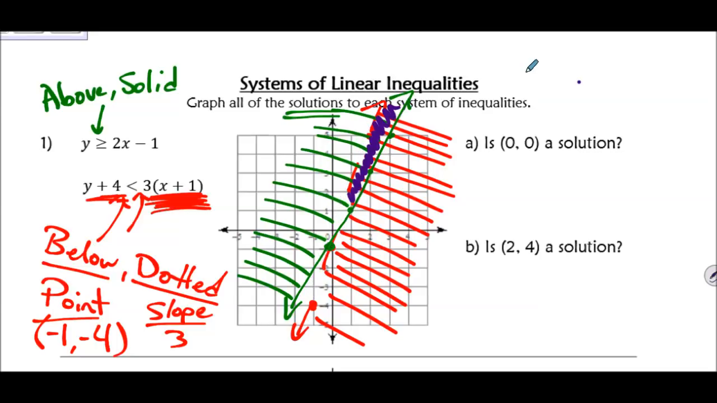So is 0, 0 a solution? Well, 0, 0 is right there. That looks like it's being shaded by the green one, but not by the red one. It has to be below this red one, which actually gets farther down into here, but it doesn't actually get to 0, 0. 0, 0 is not shaded by that red. So no, it's a solution for one of the inequalities, but it's not a solution for both. So it's not a solution to the system of inequalities.